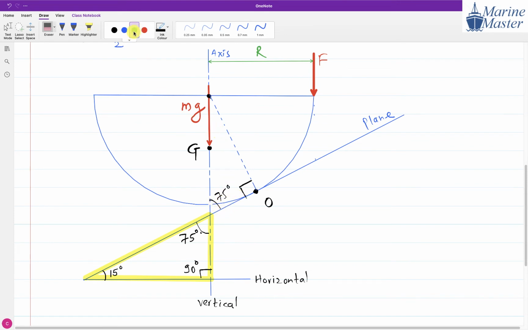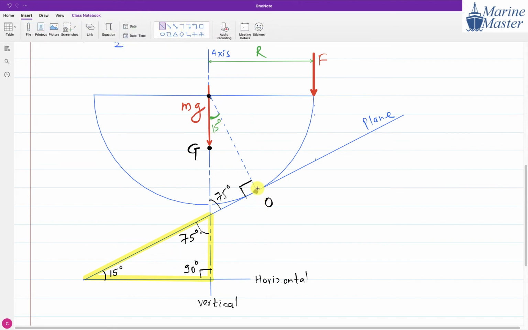Now tell me, what will be this angle? That angle will be 15 degrees. So see, the sum of these two must be 90 degrees, because for this triangle the sum is 180 degrees. If this is 90 degrees, then the remaining two will also sum to 90 degrees. So if this is 75, then this will be what? 15 degrees.